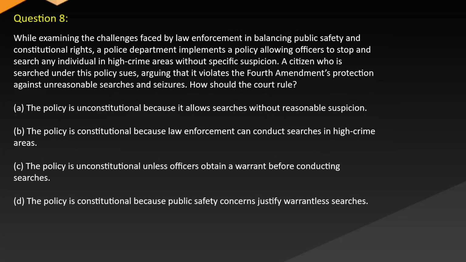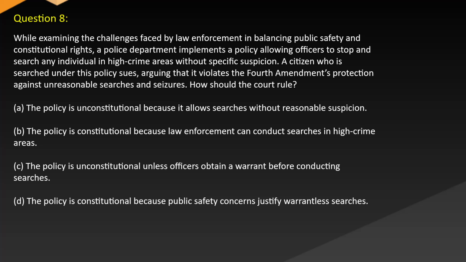Question 8. While examining the challenges faced by law enforcement in balancing public safety and constitutional rights, a police department implements a policy allowing officers to stop and search any individual in high-crime areas without specific suspicion. A citizen who is searched under this policy sues, arguing that it violates the Fourth Amendment's protection against unreasonable searches and seizures. How should the court rule?